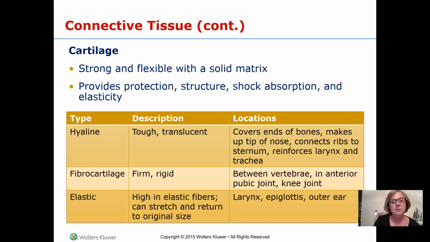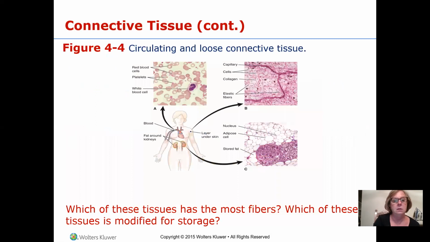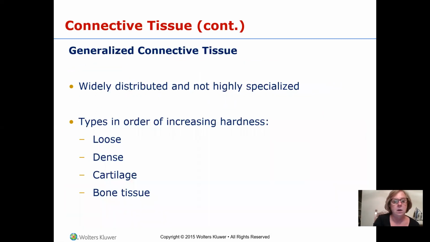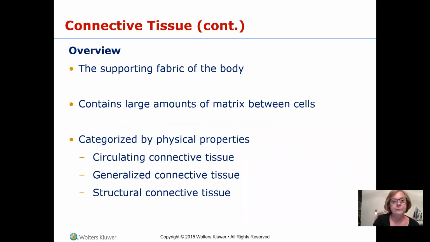Cartilage is also a type of connective tissue, but it's considered to be under support. So we have the three different types. Let's go back and look at that again. We have the circulating, which is the blood, circulating blood and lymph. Generalized is classified as either loose or dense, and that's where I just finished.